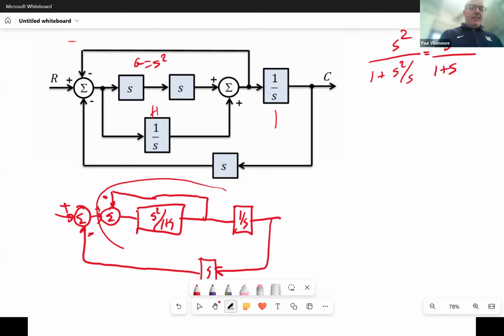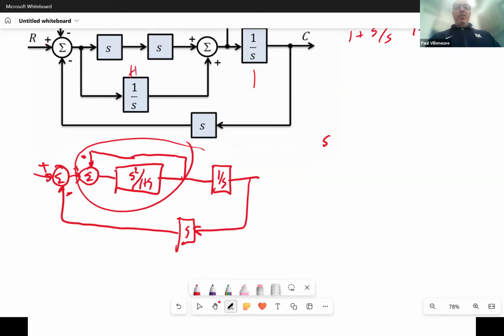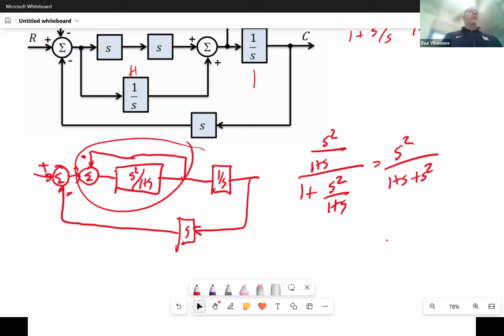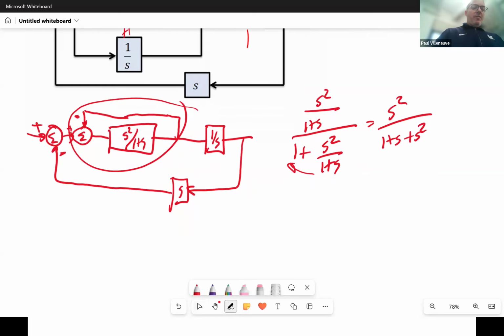Now I can combine this, which becomes G all over 1 plus GH. H is equal to 1, right? This is unity feedback. So I can do quickly and get those under a common denominator. Anybody not see how I got that term under a common denominator? I just moved the 1 over S over here, 1 plus S over there, and then inverted and multiplied, and I ended up with that term. So I'm almost done. I've only got one more block to combine.